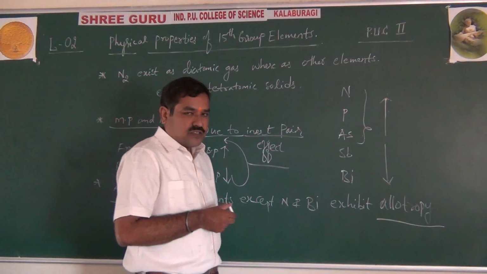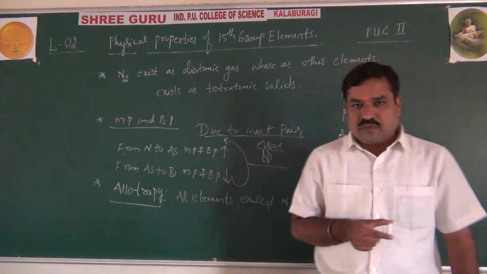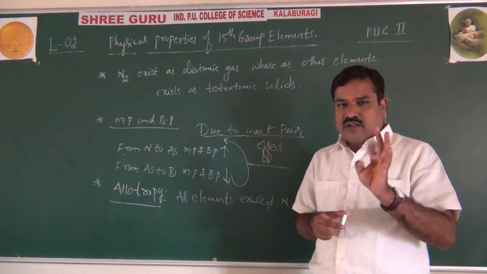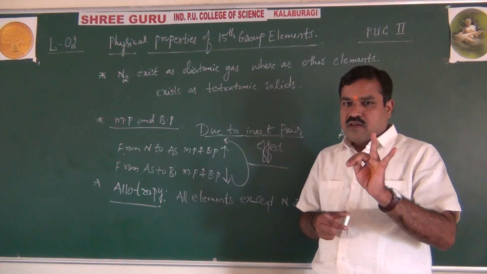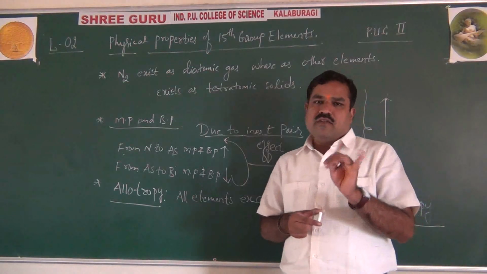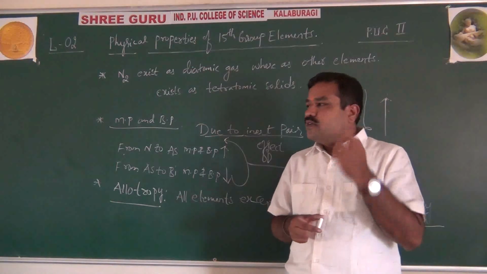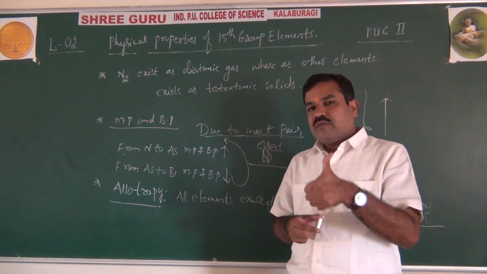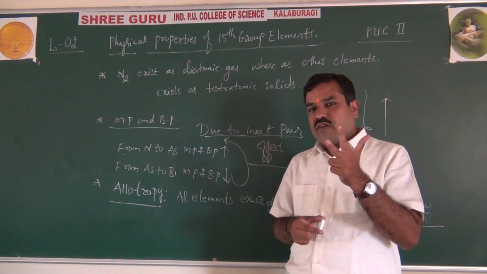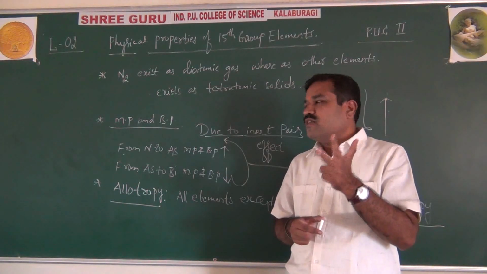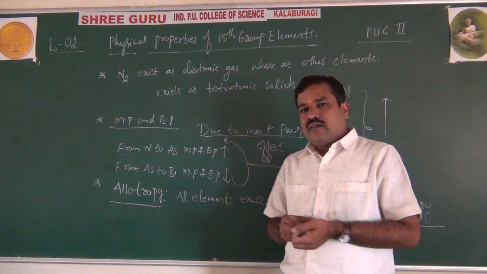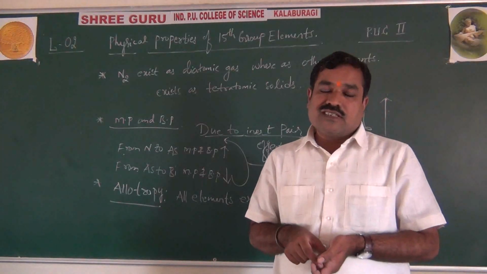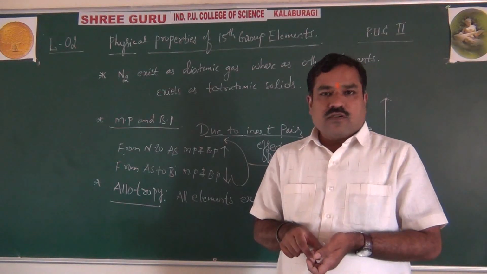What are the allotropes of phosphorus? Phosphorus exhibits mainly 3 types of allotropes: white phosphorus, red phosphorus and black phosphorus. In some books scarlet and violet are also given, making 5 types. But basically we have white, red and black phosphorus, and alpha black and beta black phosphorus. Like that, arsenic and antimony have yellow and grey crystalline forms of the allotropes.